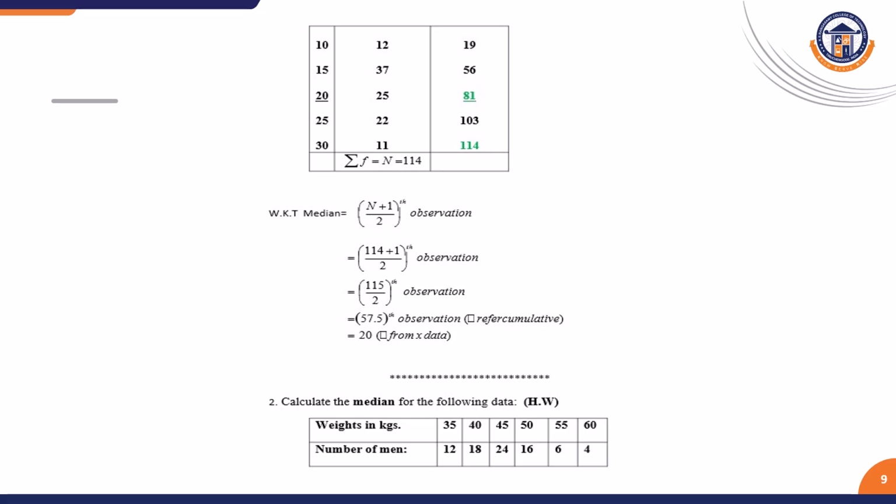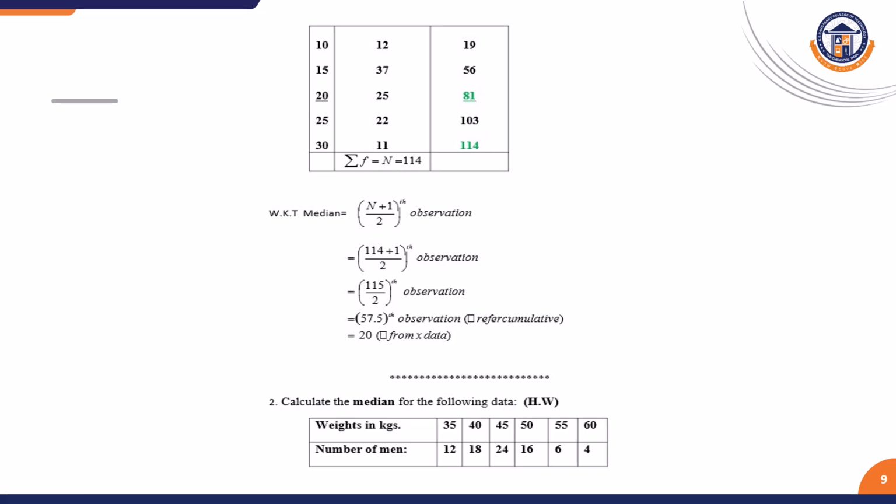In the second value, the previous 7 plus 2 is 12, plus 7 is 19. This 19 plus 37 is 56. This 56 plus 25 is 81. This 81 plus 22 is 103. This 103 plus 11 is 114. So this is the procedure for finding cumulative frequency.